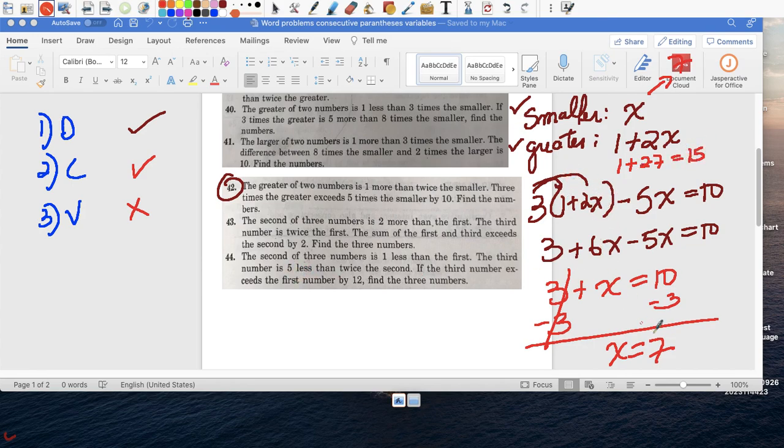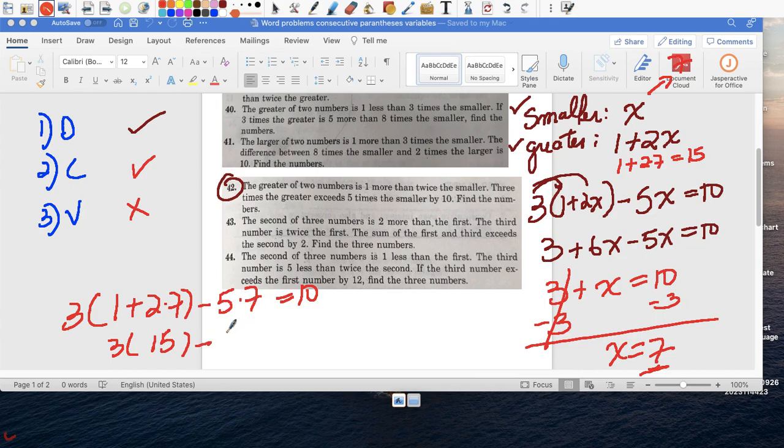15. I'm going to take 7 and put it in my equation here and see if it works. So let's get 3 times 1 plus 2 times 7 minus 5 times 7, and that should give me 10. Well, let's do inside the parentheses. 2 times 7 is 14 plus 1 is 15. Minus, and 5 times 7 is 35 equals 10. 3 times 15 is 45 minus 35. And look at that. Left side equals the right side. So I know my work is correct. So find the numbers. One number is 7. The other one is 15.